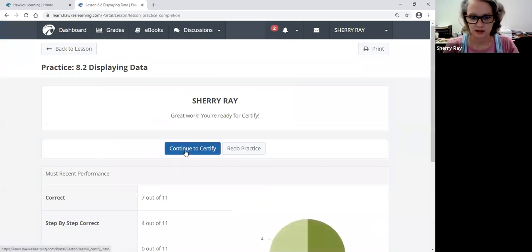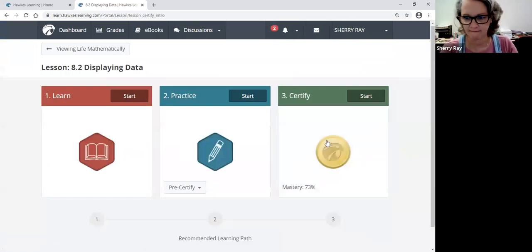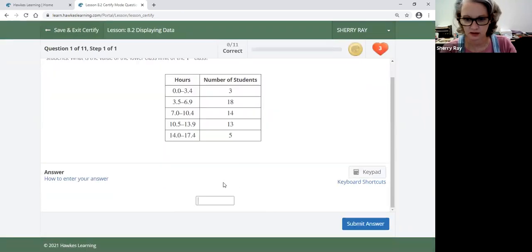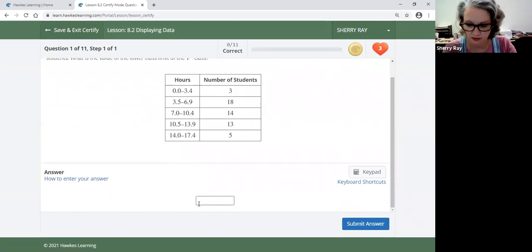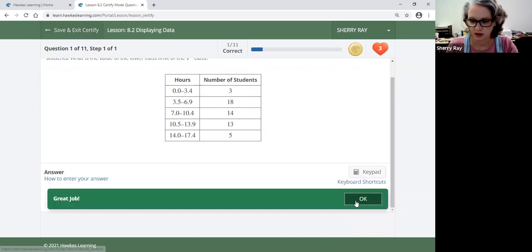All right, now I can continue to certify. Start certify. Okay, so what is the value of the lower class limit of the first class? The value of the lower class limit of the first class would be 0.0. Next one.